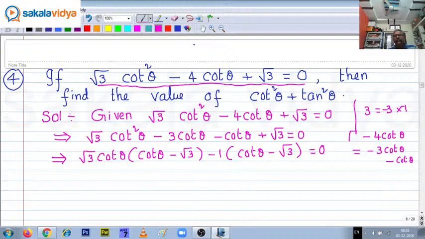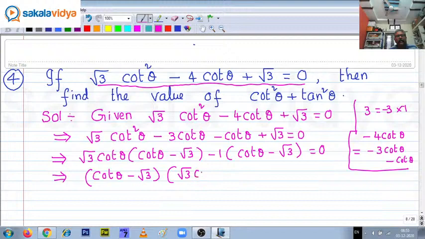Now what shall we do? So now we shall take cot theta minus root 3 common. Having taken cot theta minus root 3 common out, we have root 3 cot theta minus 1 as the other factor equals to 0.